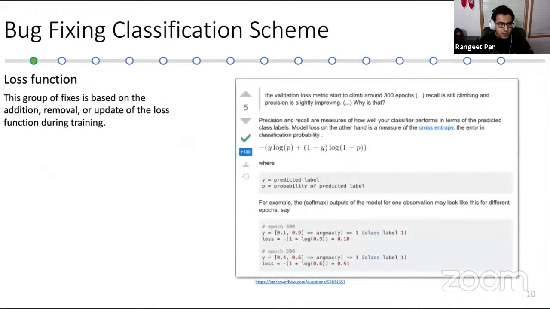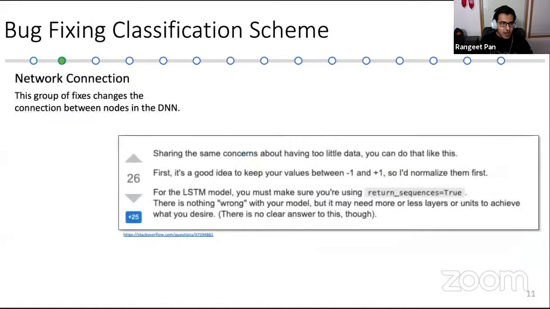First one is loss function. This group of fixes is based on the addition, removal, or update of the loss function during training. Network connection related fixes change the network connection between the nodes in the deep neural network, if we think of the deep neural network as a representation of a graph-based system.